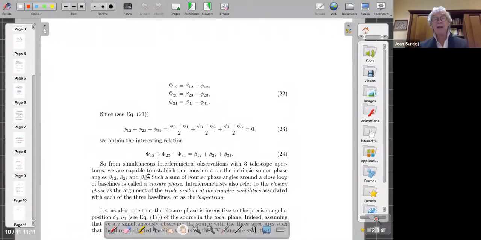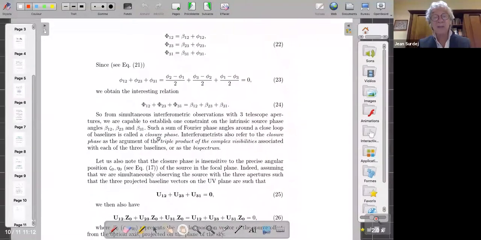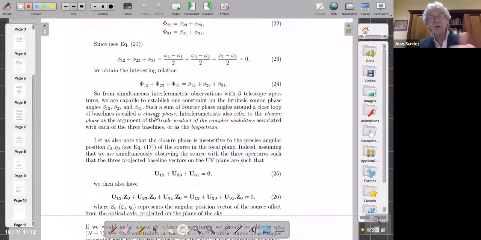So just remember that interferometers are capable of getting rid of the atmospheric piston effect by simultaneously observing your target with three telescope apertures, and then combining the light beams together so that you get rid of this effect. So this is very nice. And what I've also shown in the PDF document is that this closure phase is insensitive to the precise pointing of the telescope. So even if you are not properly following your target, the closure phase takes into account that effect.